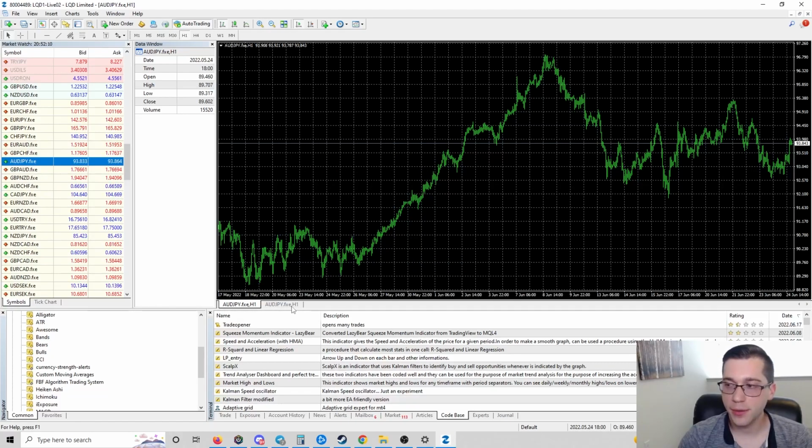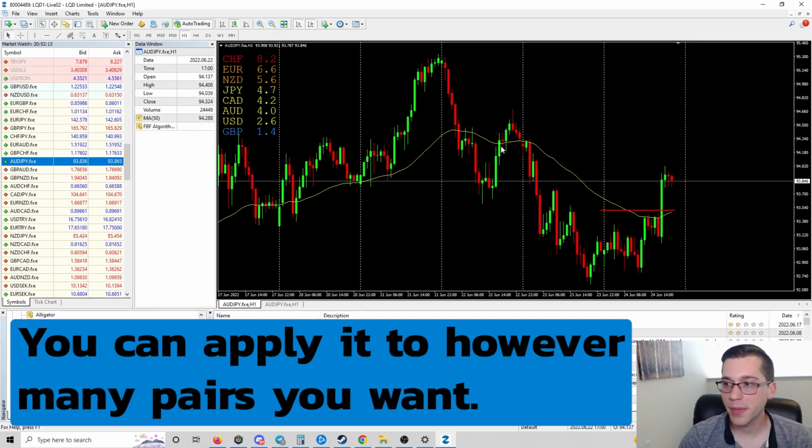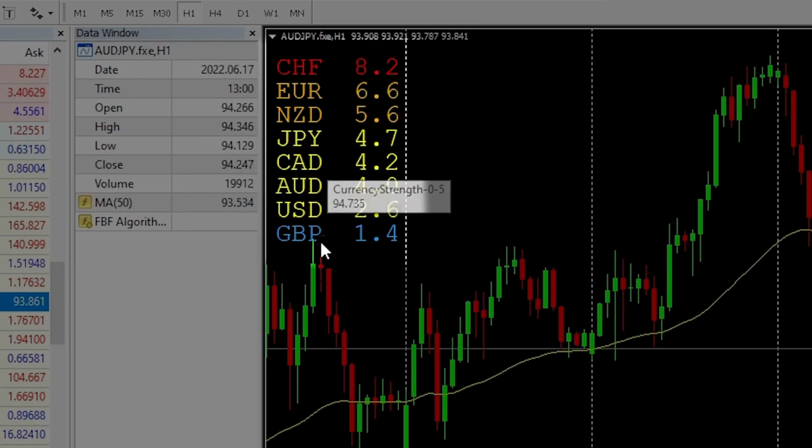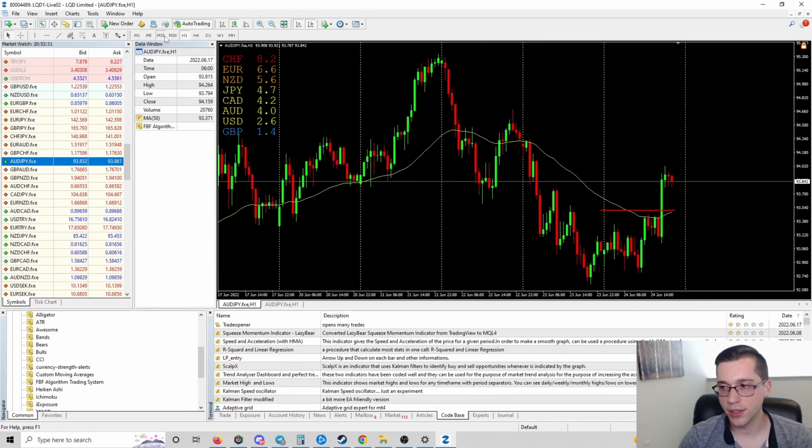What you want to do at that point is just apply it to however many pairs you want. When I apply the template, it brings up my chart. This is what I personally use. I just use a quick moving average, which is the 50, and then a darker image in the currency strength, just so I can see what's strong versus what's weaker, and help make decisions off that.